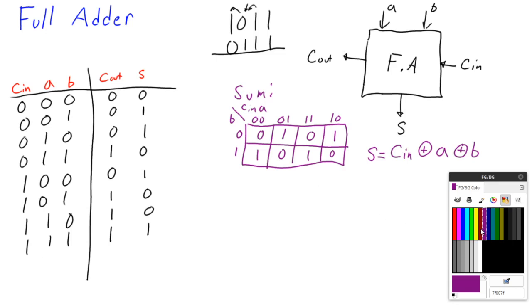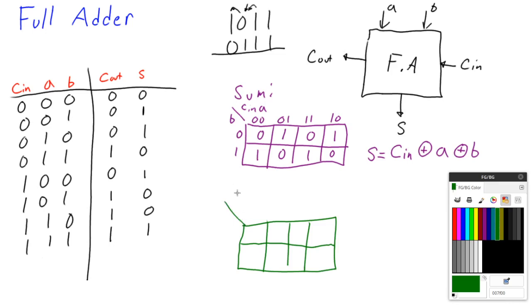Now let's look at C out. Our K-map. So we've got C in, A, and this is B. 0, 1, 0, 0, 0, 1, 1, 1, and 1, 0. And see what we get here: 0, 0, 0, 1, 0, 1, 1, 1.